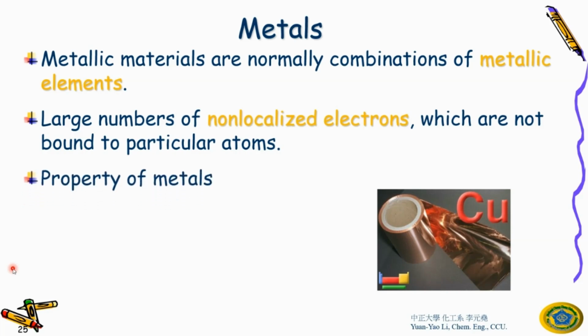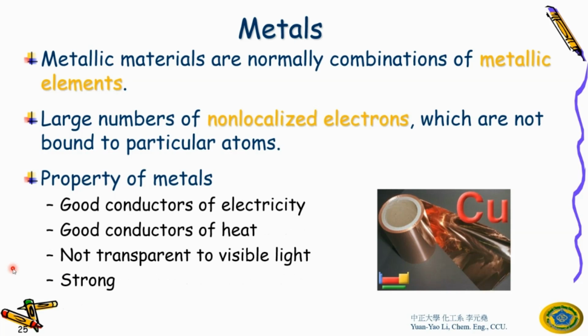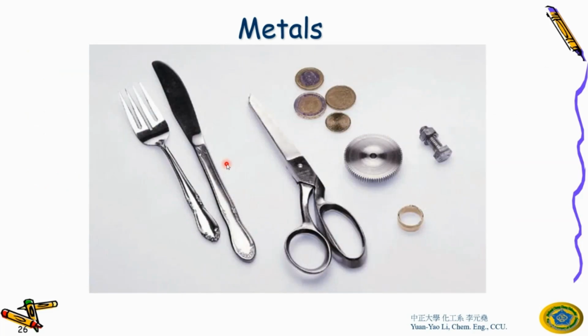The properties of metals, I'm sure you all know from high school. They are good conductors of electricity and good conductors of heat, which we call heat conductivity, right? And they are not transparent to visible light. Why are all the metals not transparent to visible light? We'll talk about the band gap in chapter 2. The fourth property is that metals are very strong.